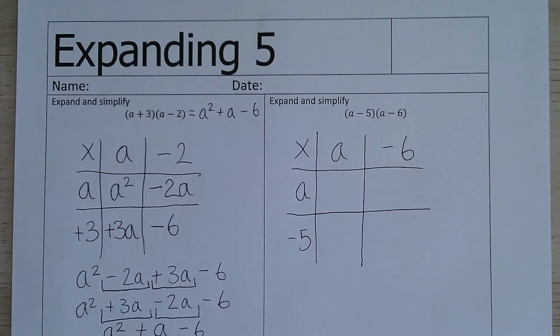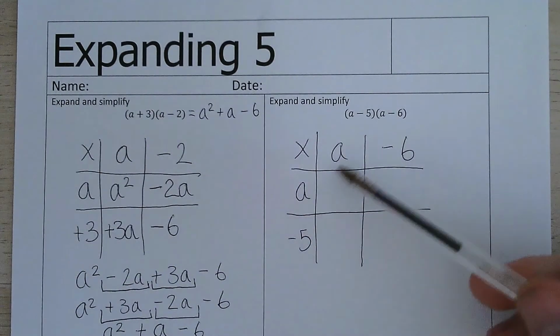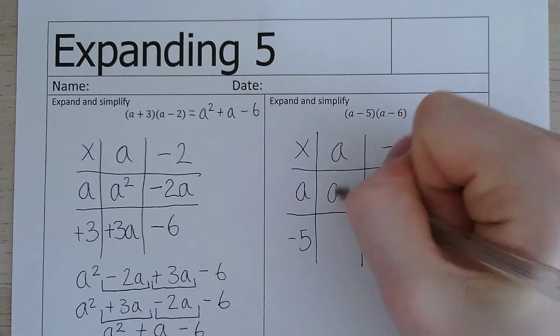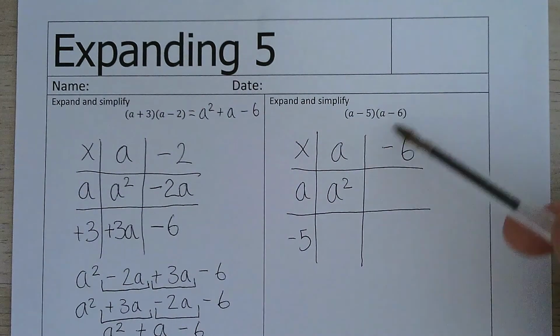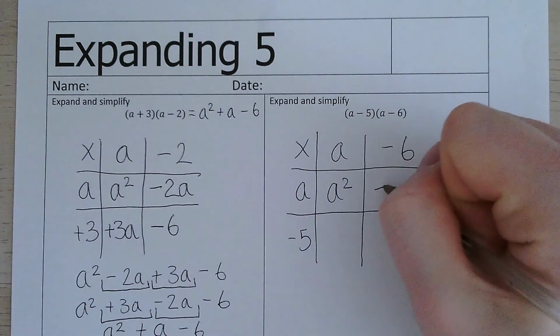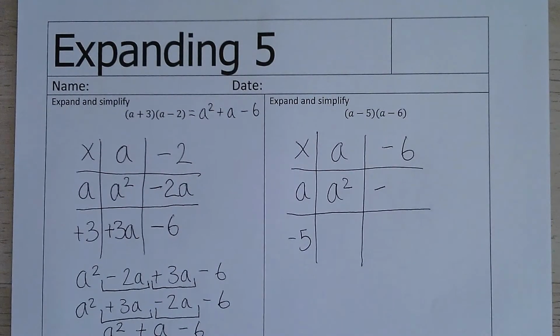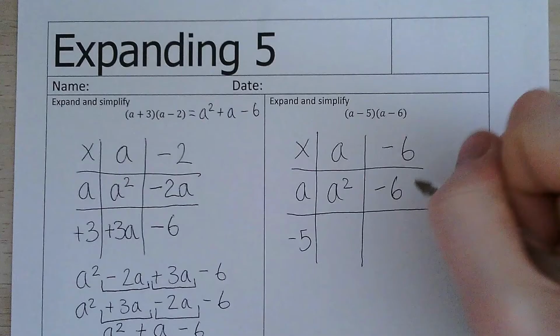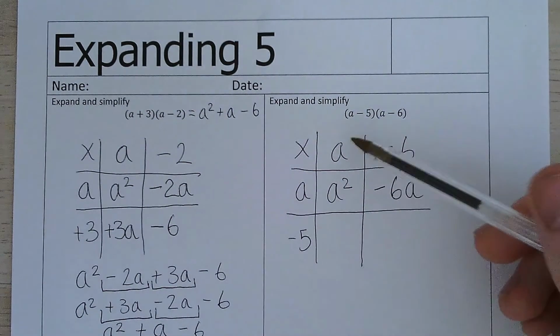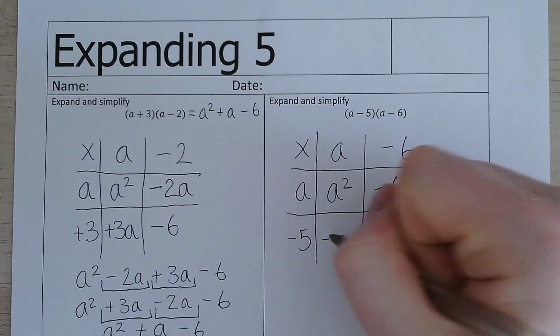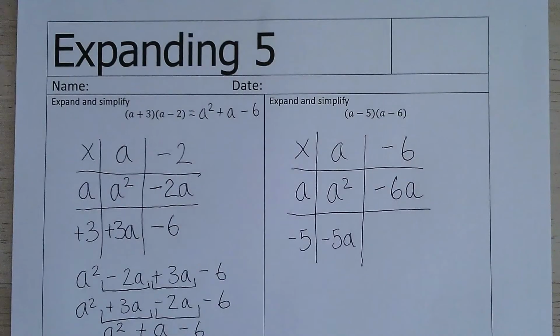Now we multiply our terms together. So A times A is A squared. A times minus 6, there's one negative in the question, so one negative in the answer. 6 is the only number, and A is the only variable. So A times minus 6 is minus 6A. Likewise, minus 5 times A is going to give us minus 5A.